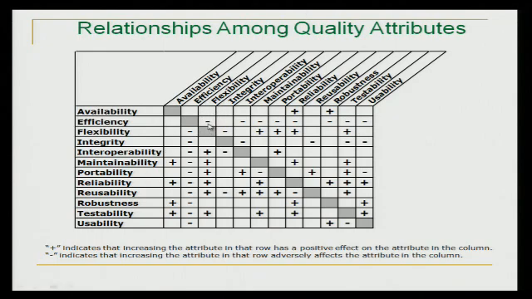Flexibility and efficiency, a negative contributor. Why is that? Why is an efficient system not a flexible system? Efficiency meaning, think optimized for performance or memory. Why would an efficient system not be a flexible one? Go ahead. It's always hard-coded kind of thing.